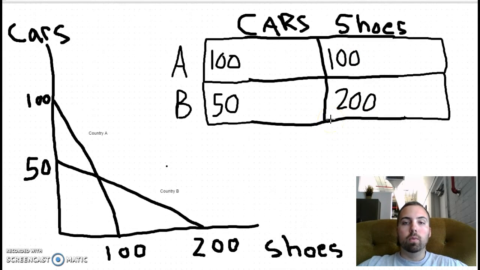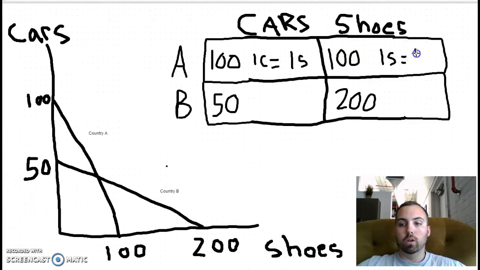Alright, once we calculate that, we need to see the per unit opportunity cost for each item, in this case cars and shoes, for country A and country B. The easiest way to do that is always over under for each of these categories. So in this case, one car equals, and it's always over under, so 100 divided by 100 is one shoe. And this will be easy for this one as well. One shoe is equal to one car.